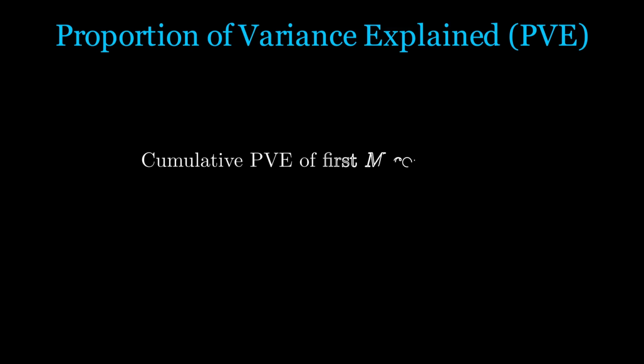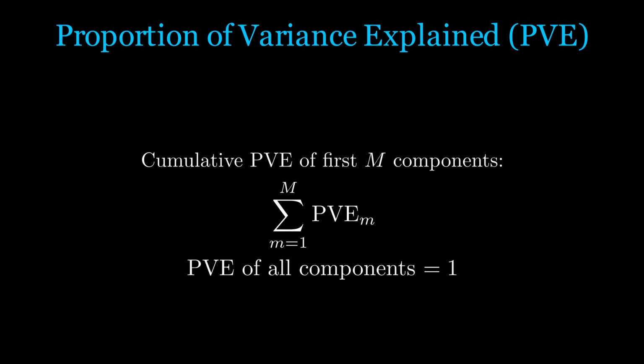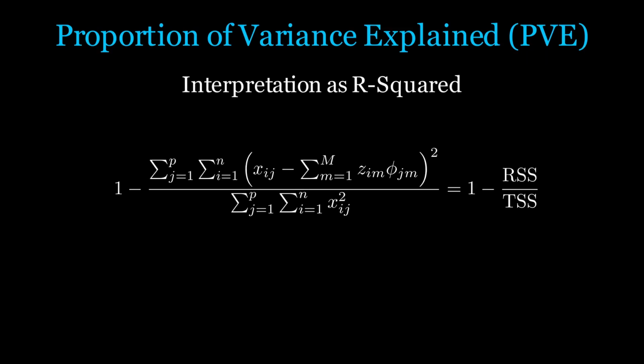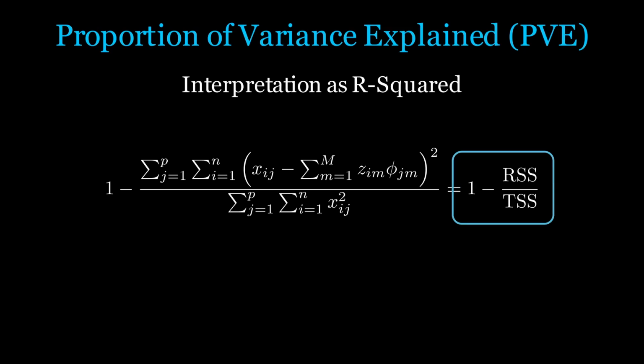The cumulative PVE can then be obtained by summing the PVEs of the first m components. Summing over all components results in a total of 100%. Finally, connecting back to linear regression, the PVE can be interpreted as the R squared of the approximation of x given by the first m principal components. In linear regression, R squared is defined as the residual sum of squares divided by the total sum of squares. This highlights the direct mathematical relationship between principal component analysis and least squares regression.